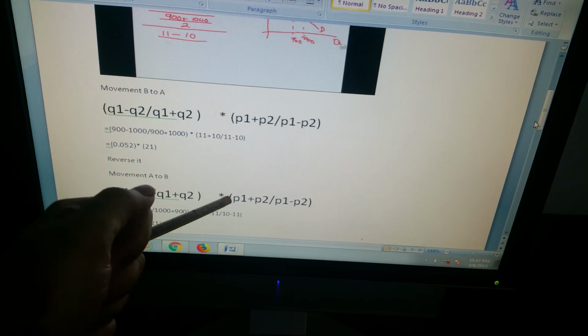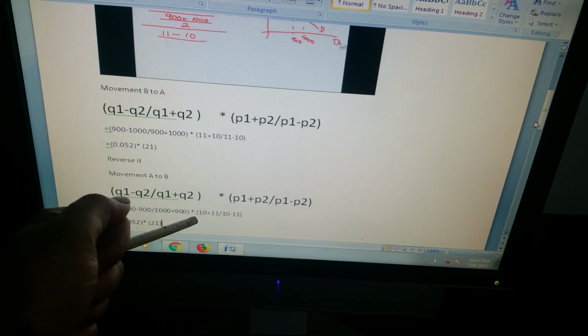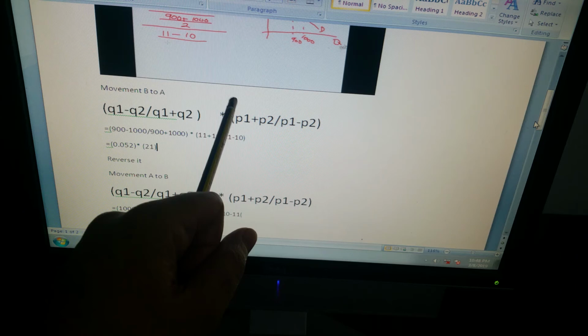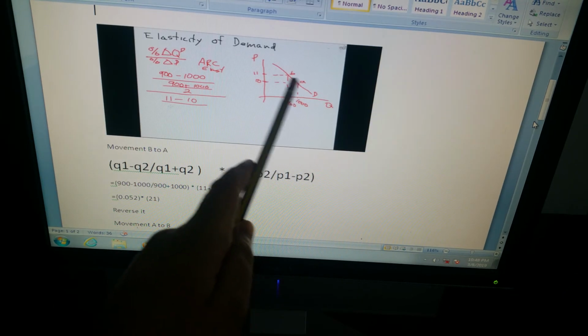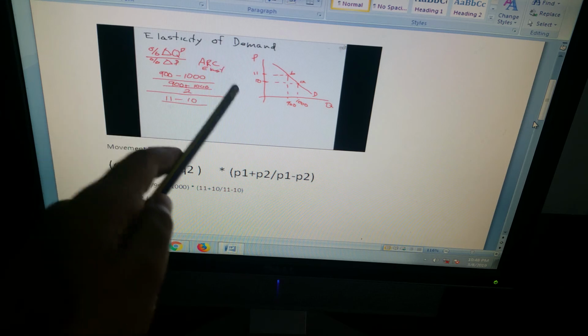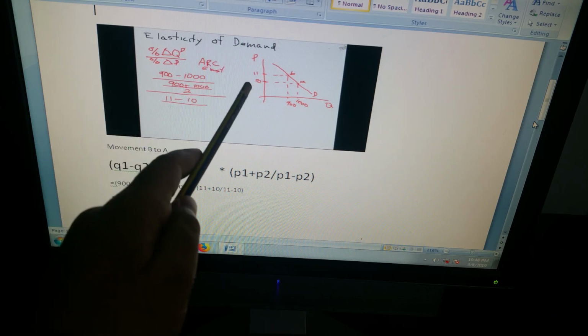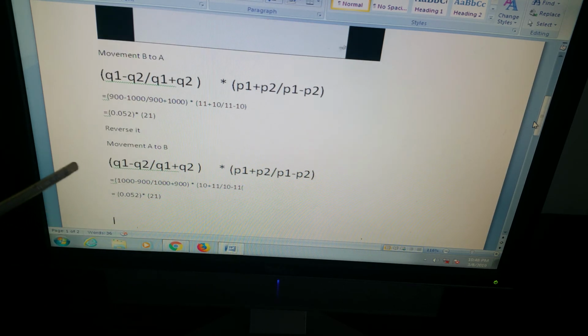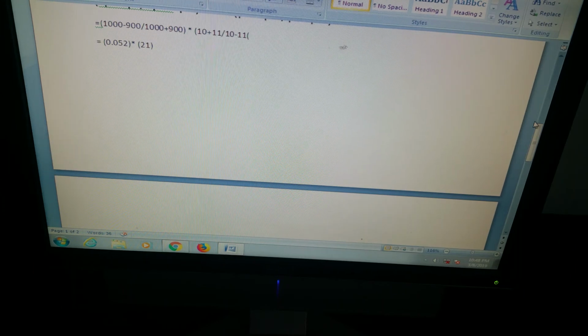Multiply this by what? Previously P1 was 11, now P1 is 10, plus 11. The numerator is 21, but the denominator is now not 1 but minus 1. Why? Because P1 was 10, P2 was 11. We have to minus P2 from P1. So P1 was 10 minus 11, the answer is minus 1. So if the answer is minus 1, your answer again will be minus 1.1. So your arc elasticity here is minus 1.1. Simple calculation, nothing very complicated.